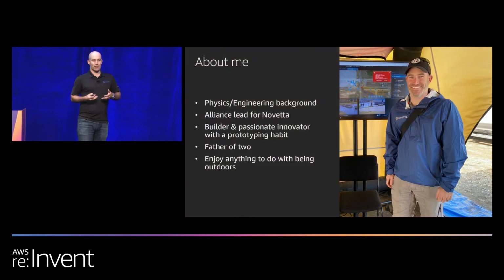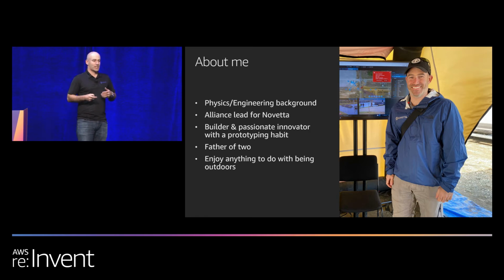So, just a little bit of background. I wear two hats in our organization. My first job is to manage our alliance with AWS. So I'm what they call the alliance lead, the person responsible for working with the partner team to make use of all of the different products and services as they come out and get them in front of our customers as fast as possible.